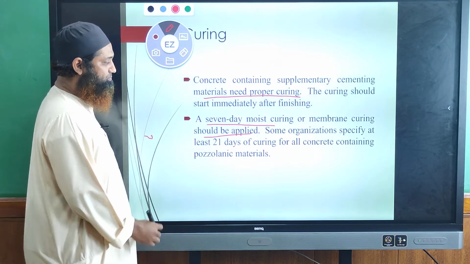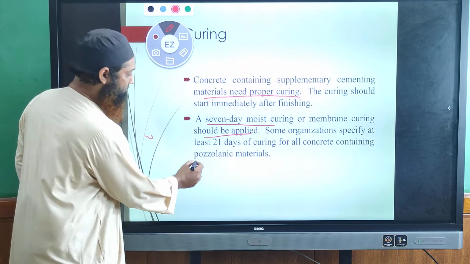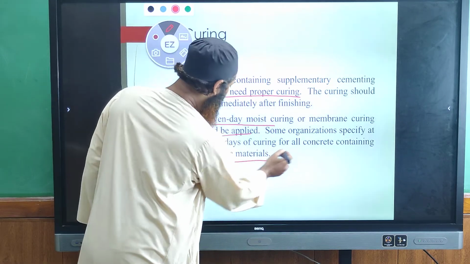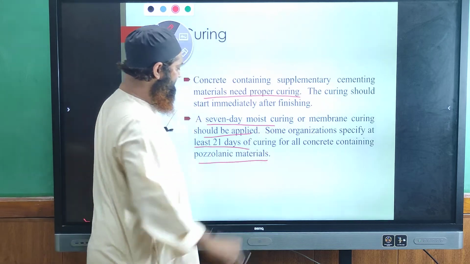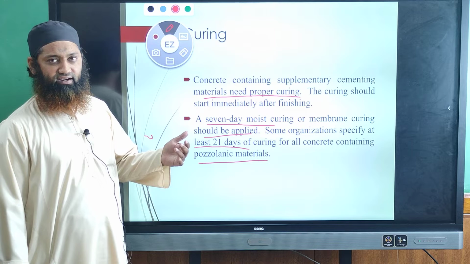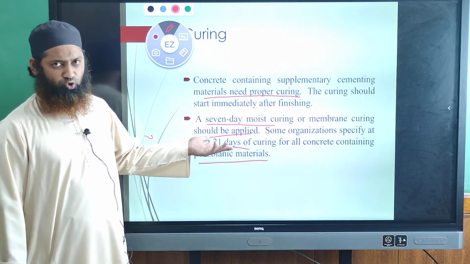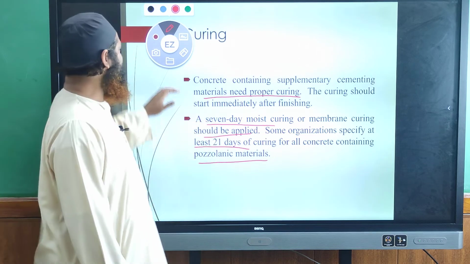Some organizations specify at least 21 days of curing for all concrete containing pozzolanic materials. So this is important here, 21 days. Even this can be done when we are replacing such a high content of different materials with cement. So this care should be taken. 21 days of curing will be sufficient here.